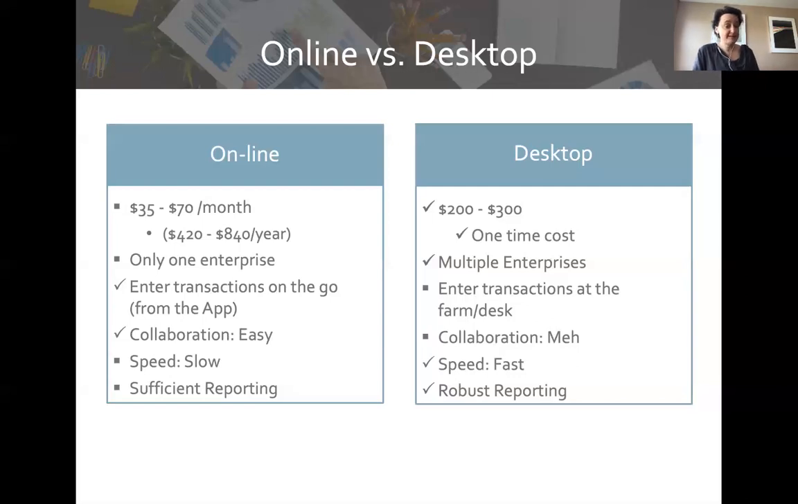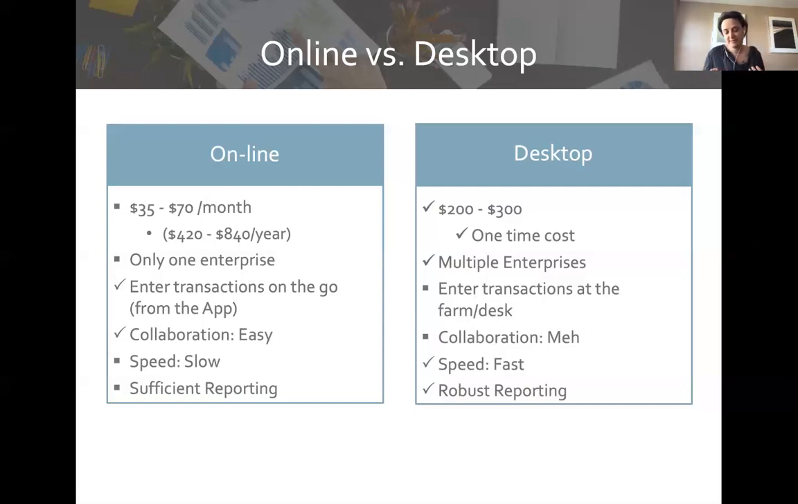Because it's on the internet, it can actually be a little bit slower. Especially for farmers that live in rural areas where internet is not quite as robust as it is in more urban areas, that speed can really get you down. It gets me down, I'll be honest with you. And further, every time you hit enter, each transaction needs to upload into the cloud and then refresh the page, so it just generally slows things down on the online version. And I find that the reporting on the desktop version is a little bit more robust.